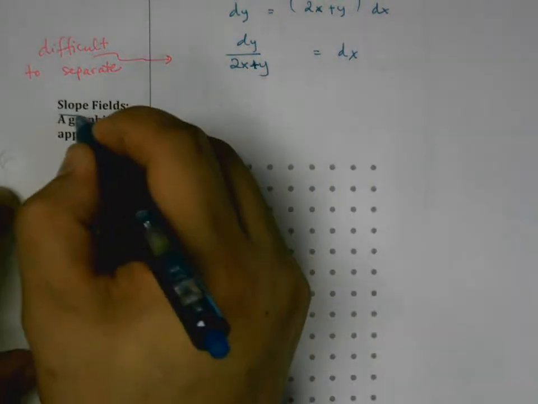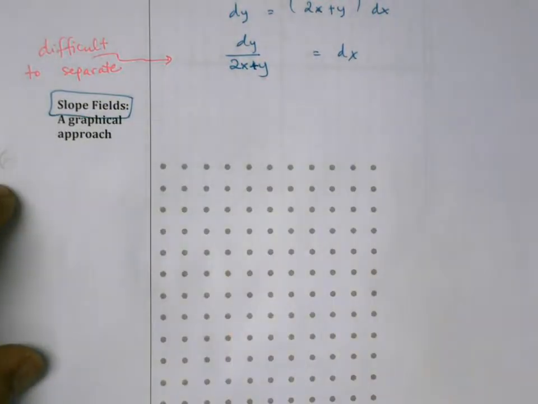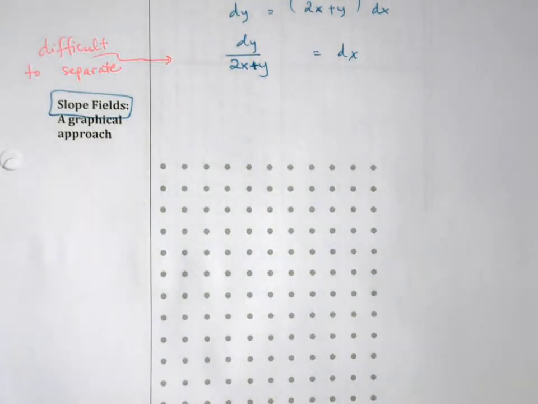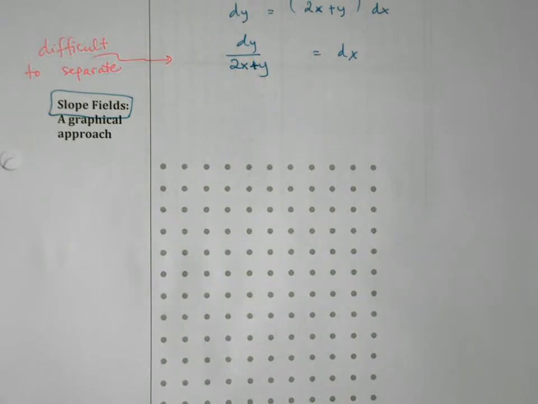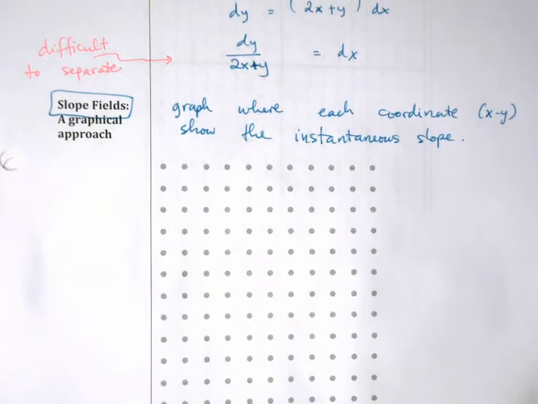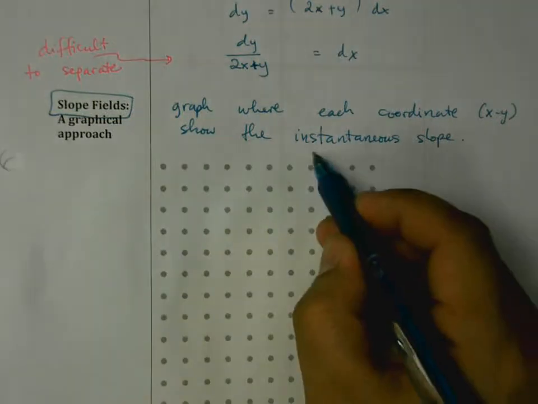So, welcome to slope fields. A slope field is basically a graph where each of the coordinates shows the slope of the function. Actually, it's the instantaneous slope.